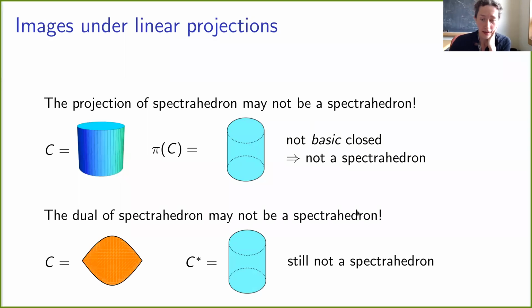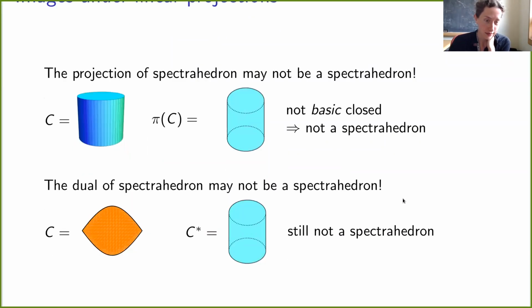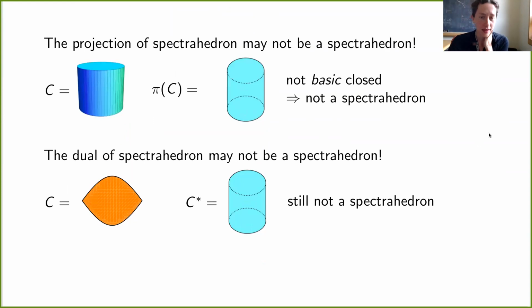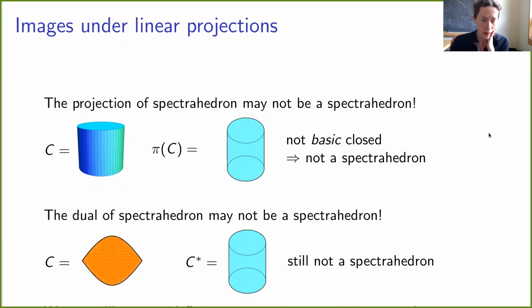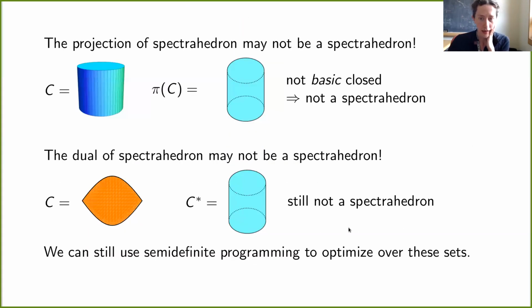And similarly, taking the convex dual of a set, the class of spectrahedra are also not closed under convex duality, which is a little worrying if you're coming from the land of polyhedra. But projections of spectrahedra are also things that we can optimize over. If you want to optimize a linear function over a projection of the cylinder, then you just take the linear function and lift it to the whole cylinder, and then use a semidefinite program.